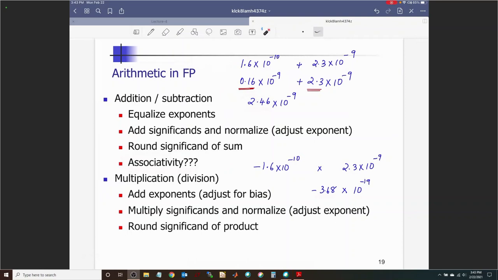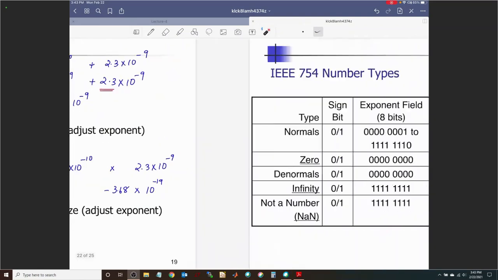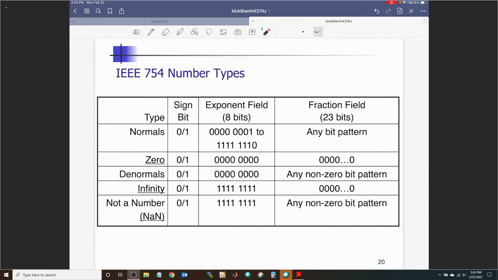So you are able to deal with arithmetic in floating point numbers by treating exponents and significands differently for different arithmetic operations. Now let's talk about all the cases that we have gone over in this 754 number types.